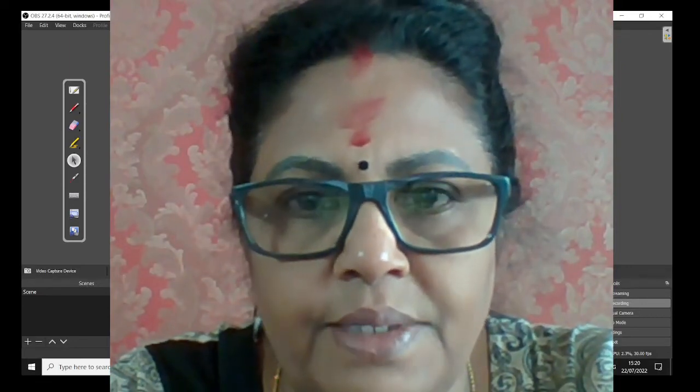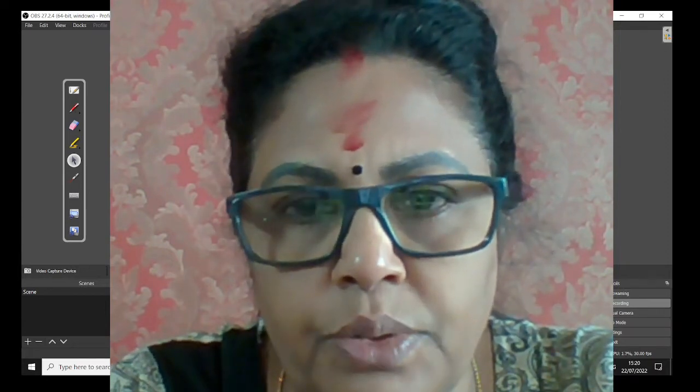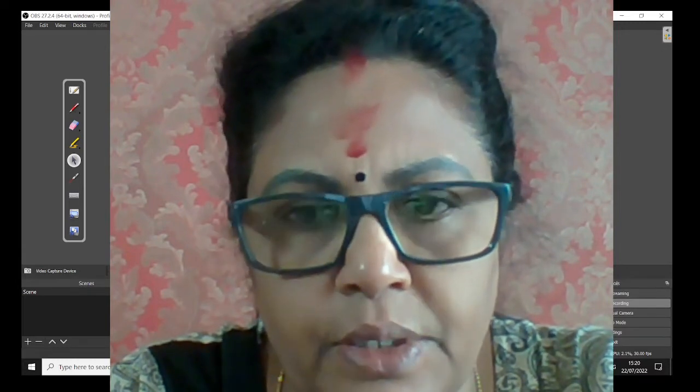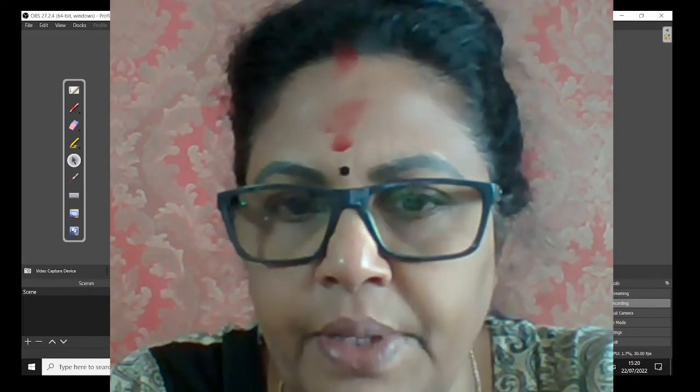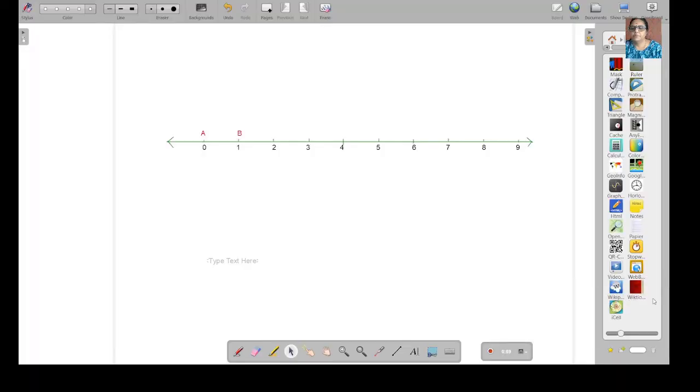Hello students, today we will learn how to draw root 2, root 3, root 5, root 7 etc. on the number line. You need to draw root 2 on the number line. So first you have to draw a number line, then mark 0, 1, 2, 3, 4 etc.